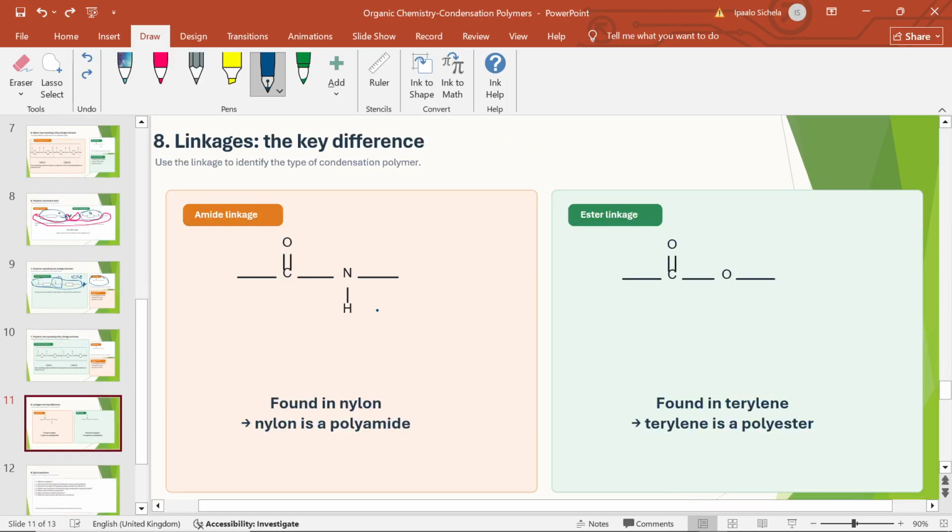So what is the key difference between nylon and terylene? The key difference is that nylon is a polyamide because it has amide linkages, while terylene is a polyester because it has ester linkages. As you can see, the amide linkage looks like this, NHCO, while the ester linkage looks like this, COO. So nylon is a polyamide, terylene is a polyester.